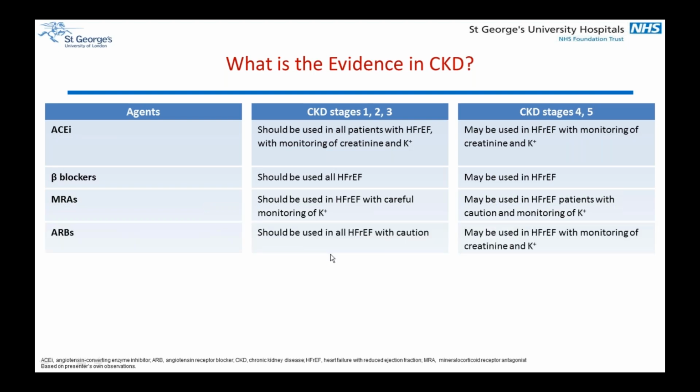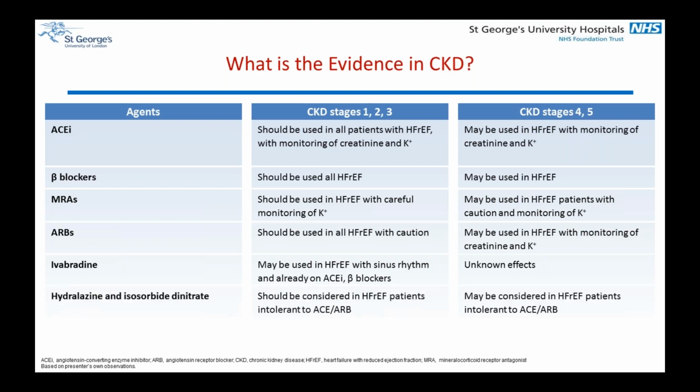Angiotensin receptor blockers are very similar to angiotensin converting enzyme inhibitors, as I mentioned here. They can be used in patients with CKD stage 1, 2, and 3, but in 4 and 5, they need to be closely monitored. Ivabradine, we do have evidence in CKD stage 1, 2, and 3 in patients with heart failure with reduced ejection fraction with sinus rhythm, already on ACE inhibitors and beta blockers. And we quite often use hydralazine with isosorbide because they are quite renal friendly and they can be used without worrying about potassium and creatinine in our patients, particularly CKD stage 4 and 5. But the evidence is perhaps around the early CKD stages rather than the latter CKD stages.